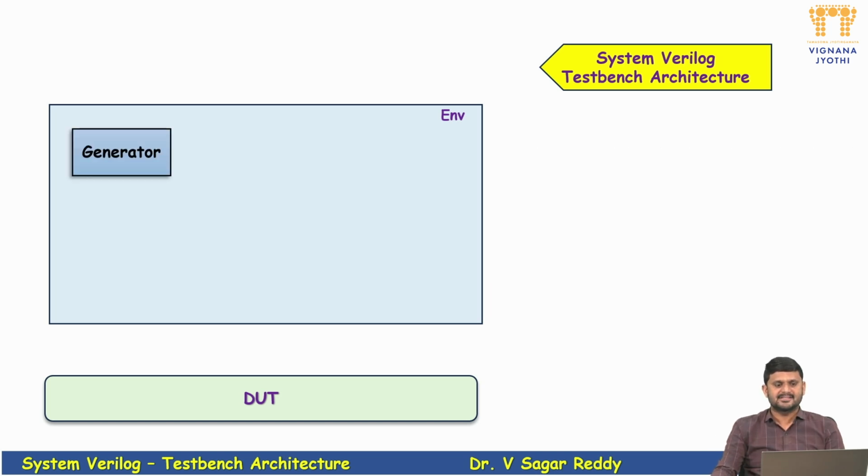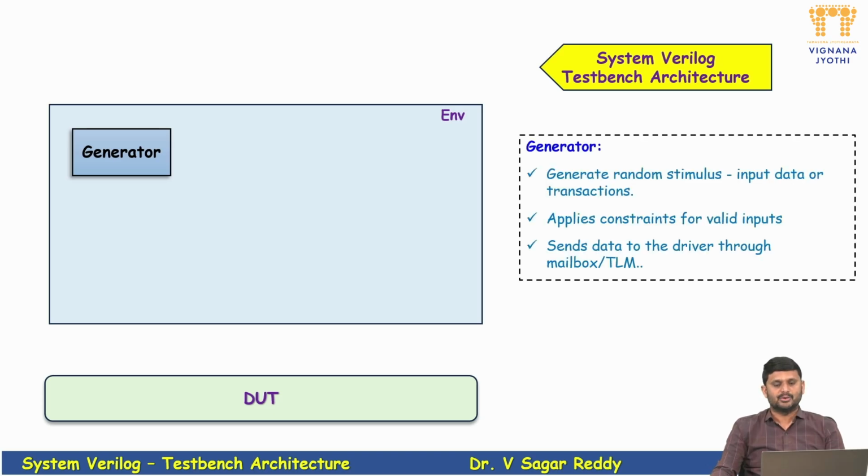Coming to the next block, the generator. Now let's place the first component inside our environment, known as the generator. The generator is the starting point of all verification activity. Its job is simple but critical: it creates the stimulus that will eventually be applied to the DUT. It has three responsibilities. The first one: it generates random stimulus. The input data are transactions.